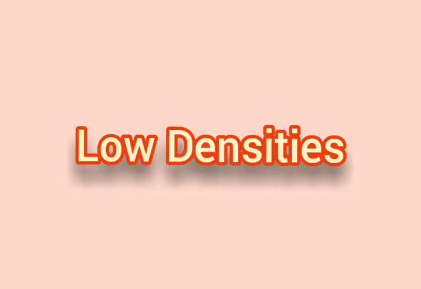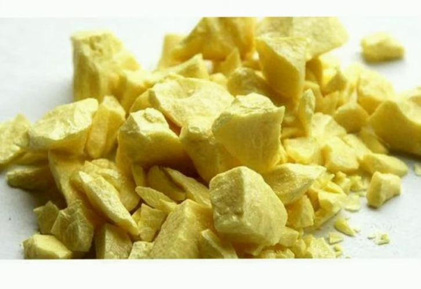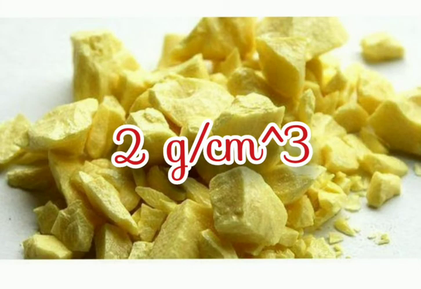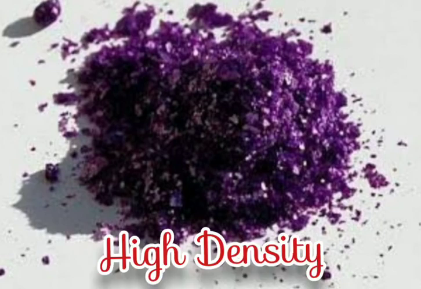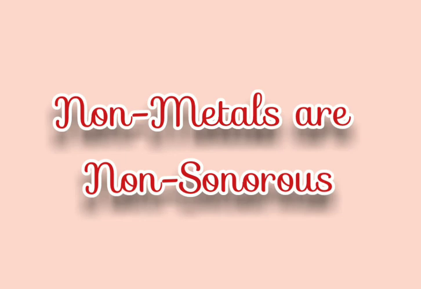The next property of non-metals is that they have low densities. This means non-metals are light substances. For example, sulfur has a density of 2 gram per centimeter cube. Only iodine is a non-metal with high density. The next point is non-metals are non-sonorous. This means they do not make a ringing sound.